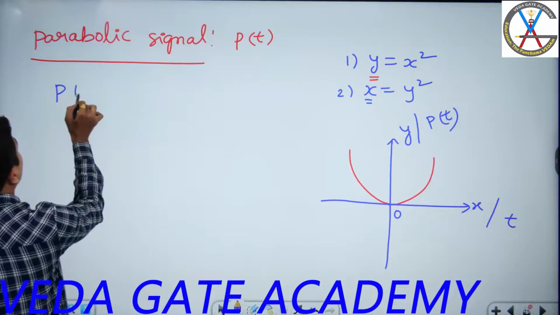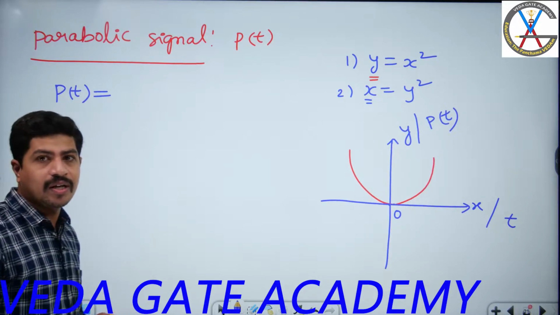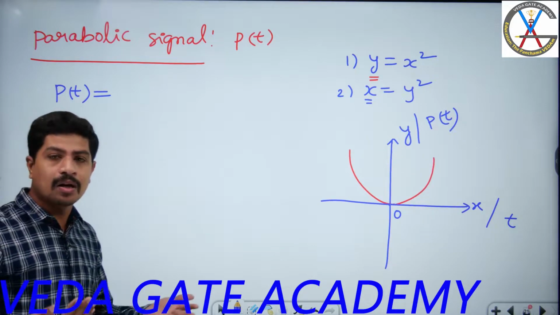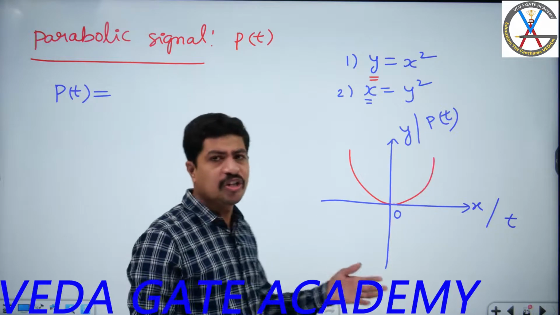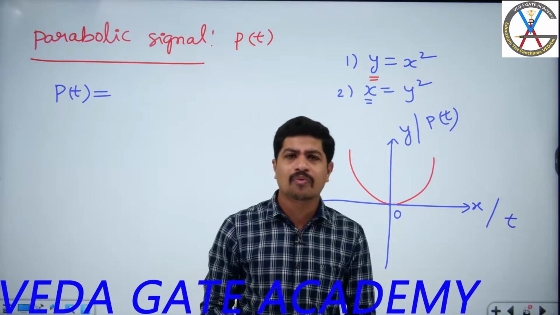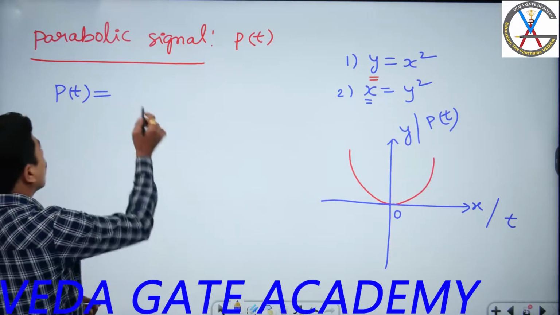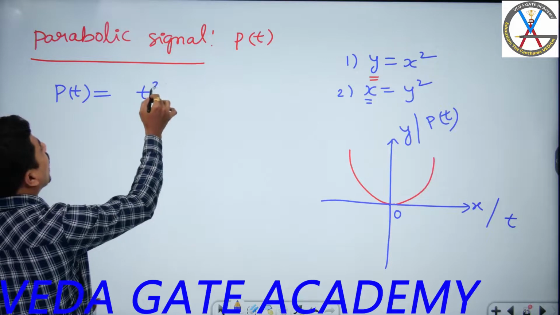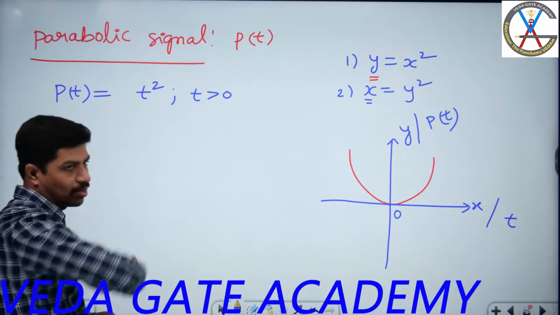P of t is equal to, here instead of the x-axis, we are taking time. Time is our independent variable in control systems, and mostly in engineering. In engineering we are always dealing with practical problems. Therefore, practically the independent variable is always time. So p of t is equal to t square, for t greater than 0. This is what is extra in our control systems.